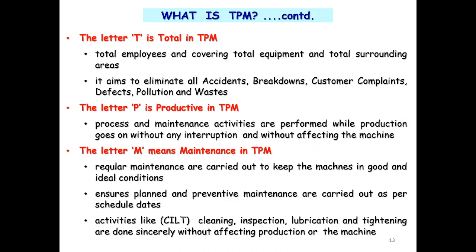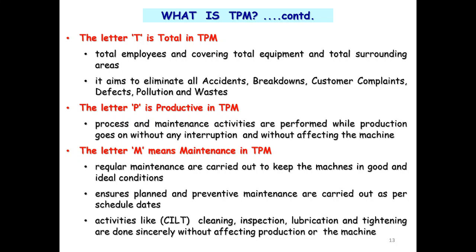What do the letter T, letter P, and letter M mean in TPM? T stands for total. It means the total employees, total equipment, and total surrounding areas. It also aims to eliminate all accidents, breakdowns, customer complaints, quality defects, pollution, and waste. The letter P means productive. That is, process and maintenance activities are performed as a team while production goes on without any interruption and without affecting the condition of the equipment.